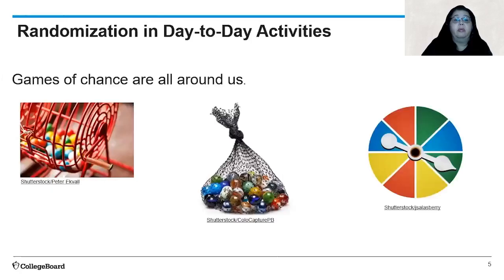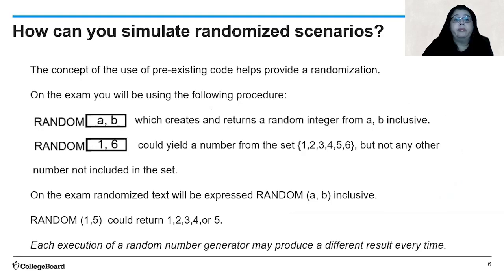So let's start hopping through and look at some examples. Randomization is something we see a lot in day-to-day activities like games of chance. You'll also see it show up in video games programming, especially with your create task. You may want something to fly across the screen randomly. Here we're looking at games of chance like marbles or a spinner. So how do you simulate randomized scenarios? That's what we're going to look at further.